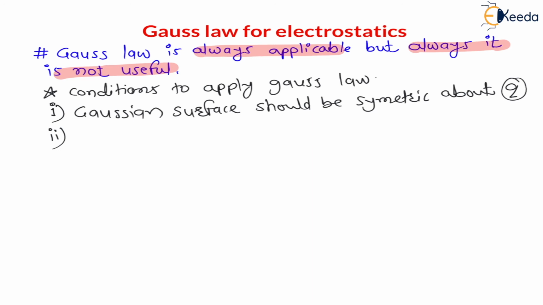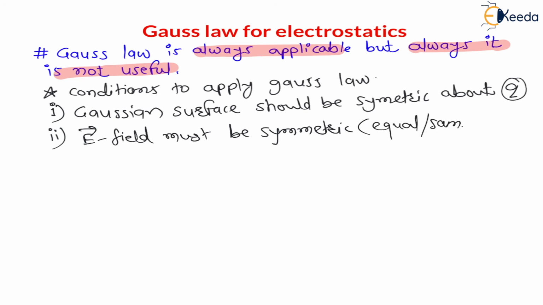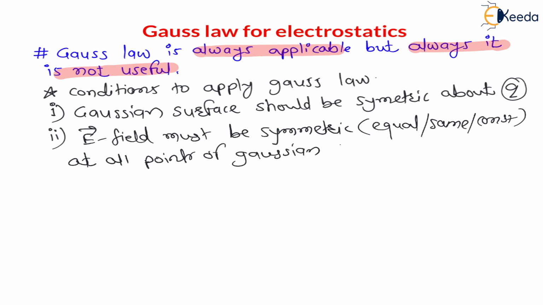Second, the electric field must be symmetric, or we can say must be equal, same, or constant, at all points of the Gaussian surface. Gaussian surface means where we can apply Gauss law, a closed surface, right? Again, the electric field must be symmetric, then only the calculation becomes simple.